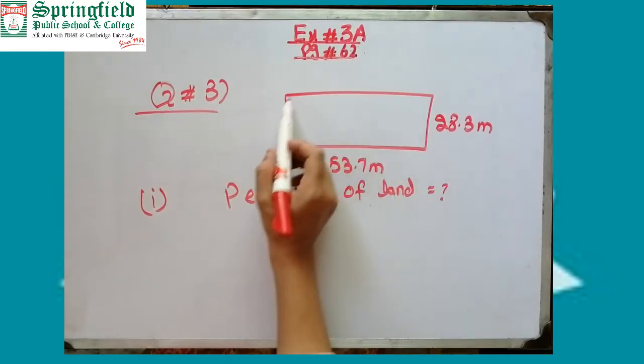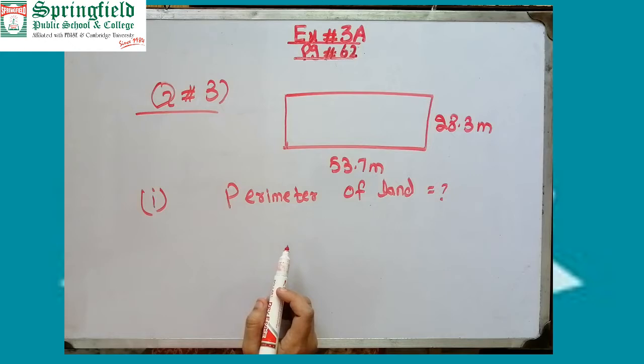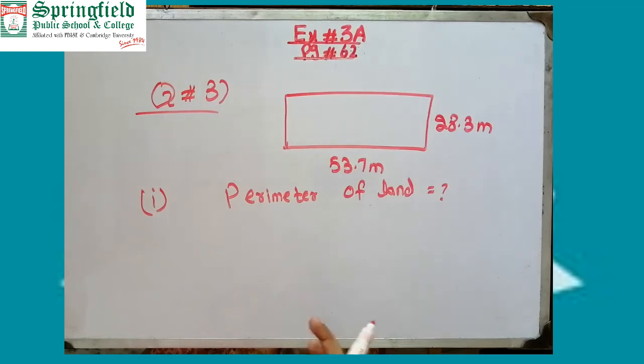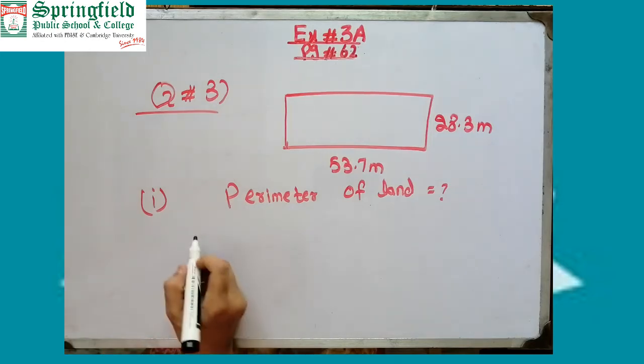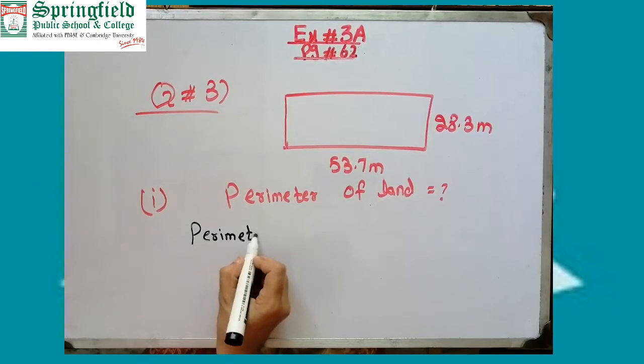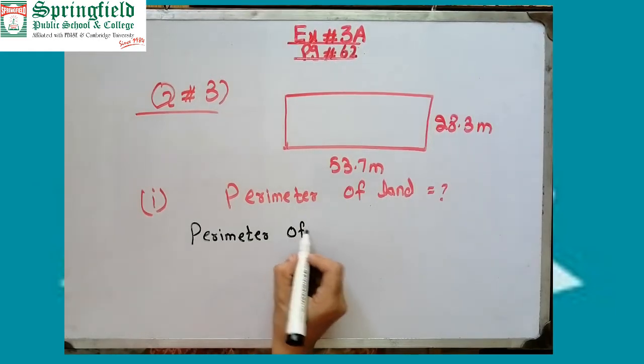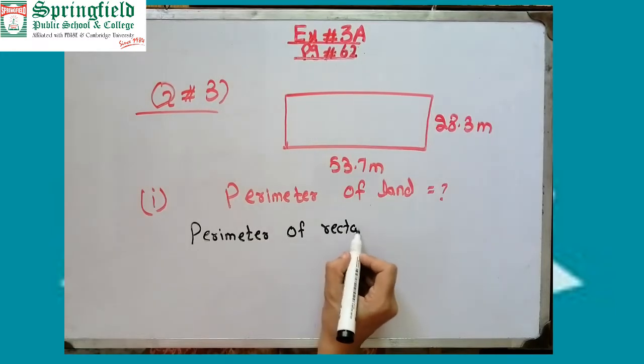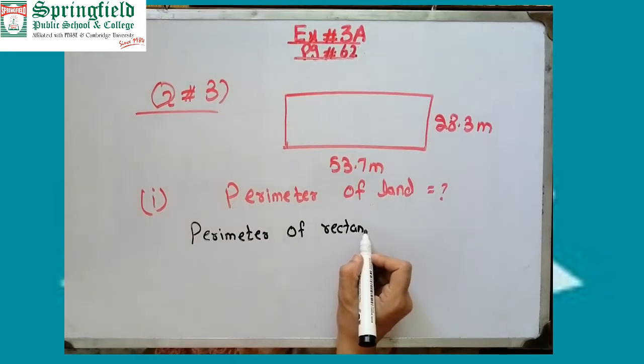Now this shape is rectangular shape, and as we have already done the perimeter and area formula, that how we can find the perimeter and area of square shape and a rectangular shape. Fine. So the first, write down the perimeter formula. Perimeter of rectangular shape. Fine.